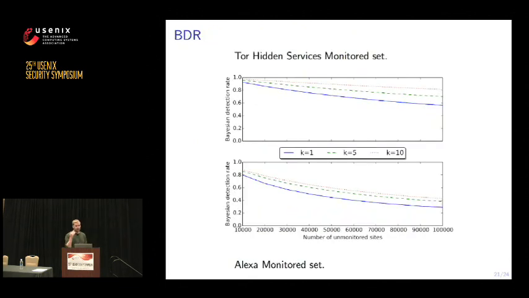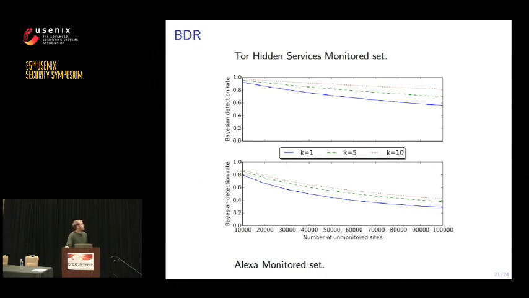Okay, and here is the beta detection rate for the two monitored sets. The bottom figure is for the Alexa monitored set, and things look pretty good in terms of how well our classifier is making a classification when we're testing against 10 or 20 or 30,000 unmonitored sites. We're getting around 80% accuracy. As we increase to about 100,000 unmonitored sites, we suffer quite badly. The classifier is making more incorrect predictions than correct predictions, which isn't great.